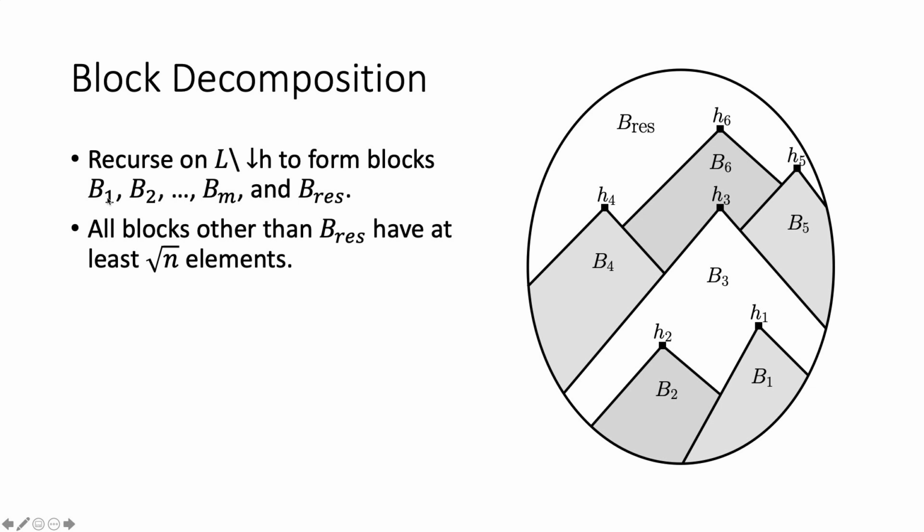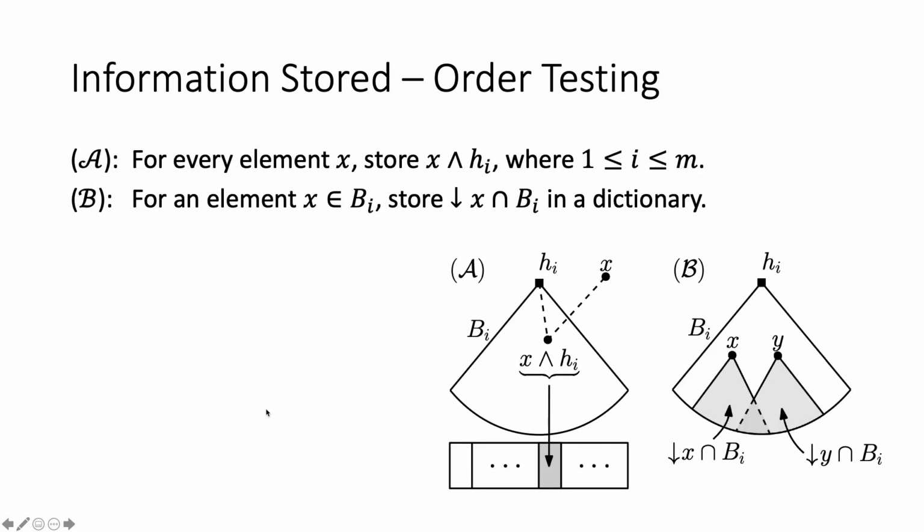and use this to form m blocks with at least square root n elements, and then a residual block that might have a little bit less than square root n elements. Well, a lot less, actually. But anyway, the implication then is that there are root n blocks, which is something we wanted out of our intuition. Okay, we're now ready to discuss the information needed to compute order testing.